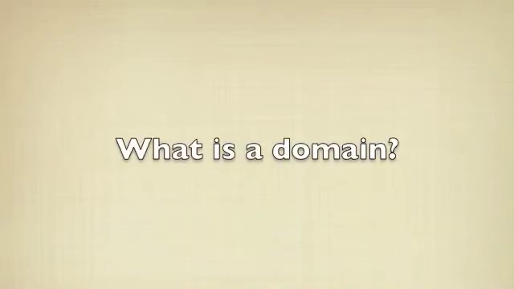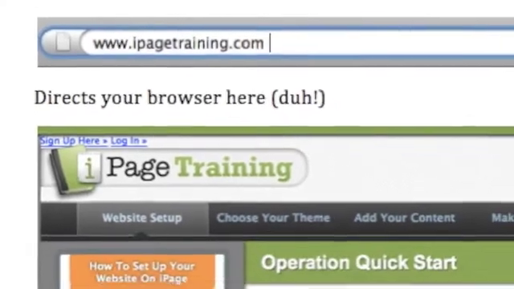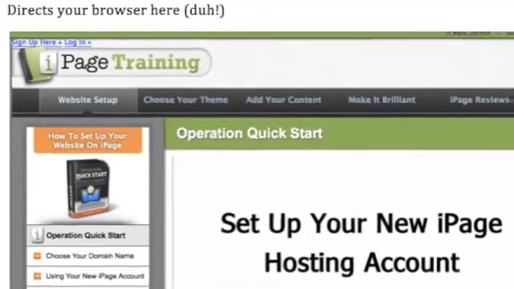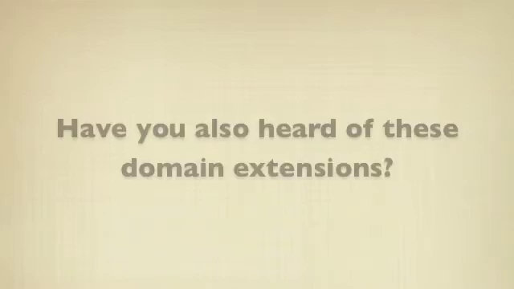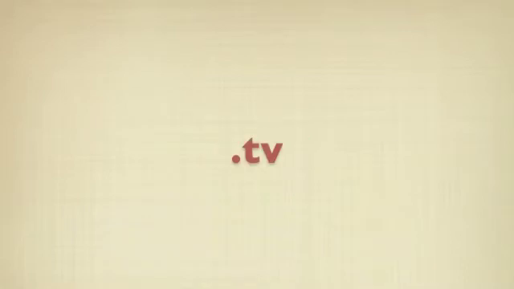So what is a domain? Well, in a nutshell, this is simply the name or URL you would type into a browser that directs it to a specific site on the internet. The most common domain extensions end in .com, .net, and .org, but there are also lesser known extensions too, like .mobi, .tv, .name, and .tel.